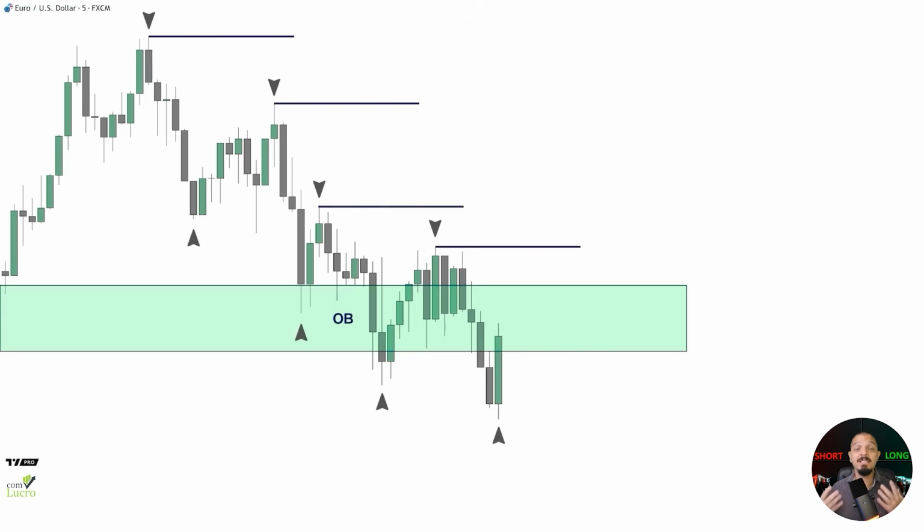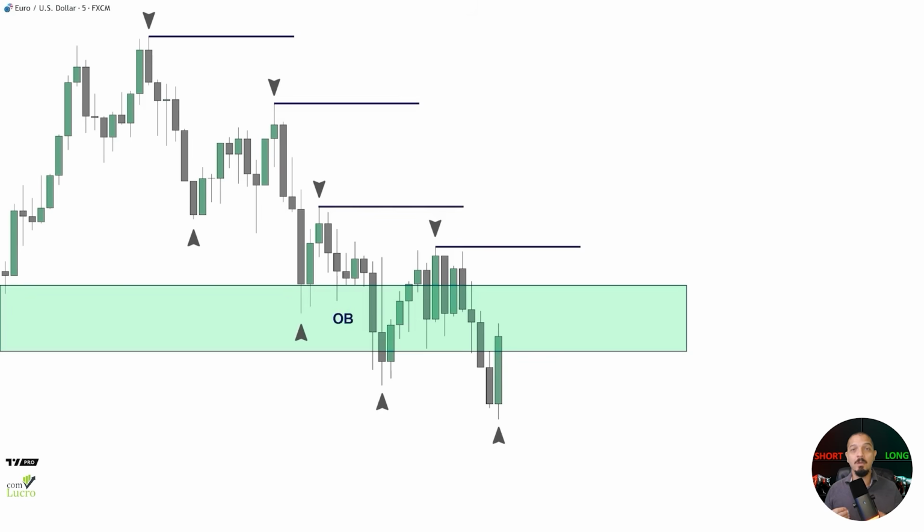Here, we can see that price actually broke below the order block without showing a clear change of character. Although there was a brief reaction to the zone, it failed to confirm the reversal we were looking for, meaning there's no valid trade setup at this point.